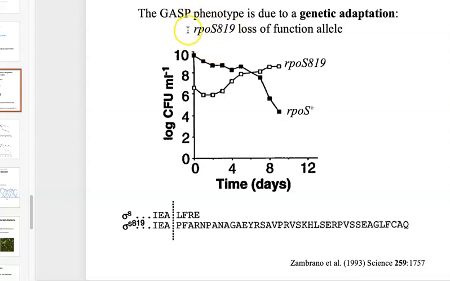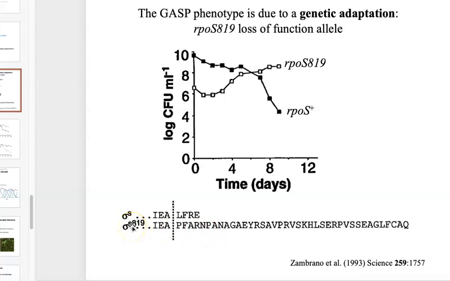And so this rpoS mutant is an interesting mutant defective in this particular sigma factor. And so here's the amino acid sequence. Here's the normal sigma S, and the protein ends like this, LFRE. These are amino acids. And then the defective allele has this extra hunk of amino acids added to it, and like I said, that causes a loss of function in the sigma factor.